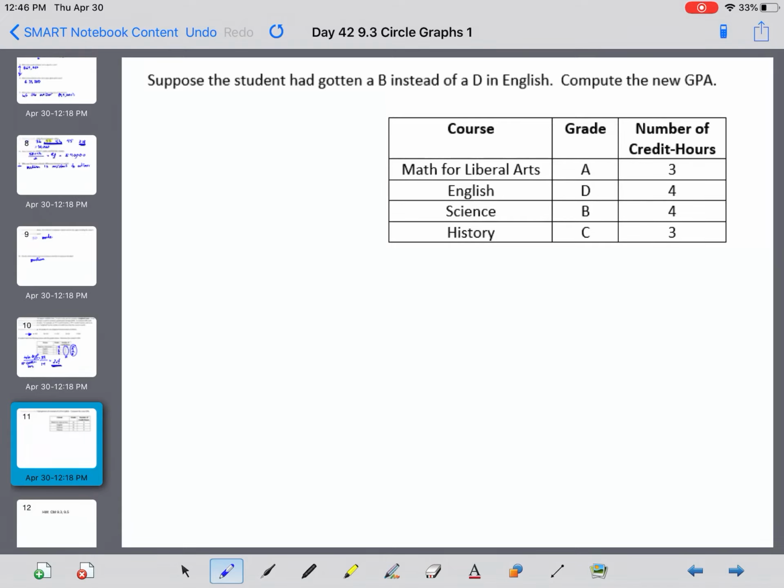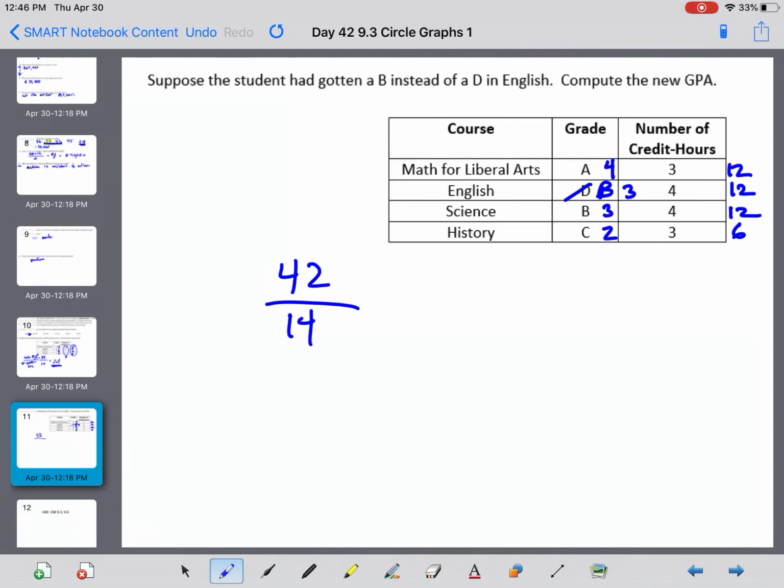If we change this up a little bit, what if we had actually gotten a B instead of a D in English? Let's get rid of that D and make that a B, and see how much that can affect the overall GPA. For the math class, we're still going to get 4 credit points for the A, so that's a total of 12. With the B now, remember B's are worth 3, so 3 times 4 gives me 12 points there. I have the B here, so there's another 12 points, and my C is worth 2 points, so that gives me 6.